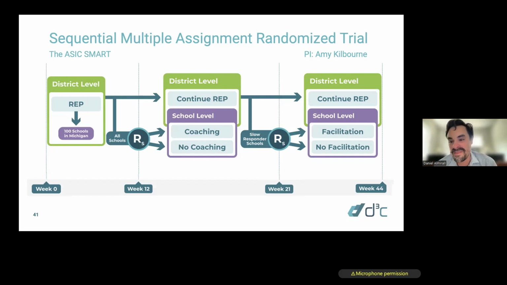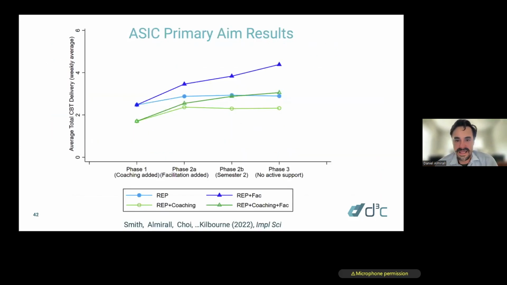Everybody with me? That's a decision. That's not a decision that's being asked in this study. We know that. We know facilitation is only for slow responding schools. All right. So this was our study, and this is called a SMART because we randomized twice across time. By the way, both randomizations here are at the school level. And these are the results.